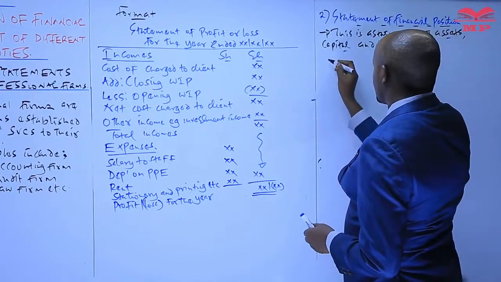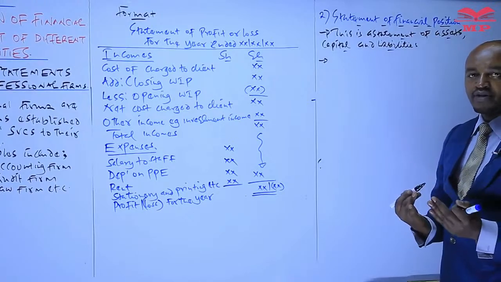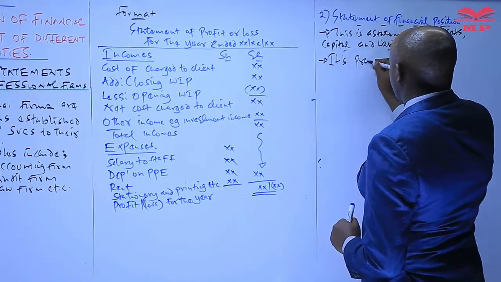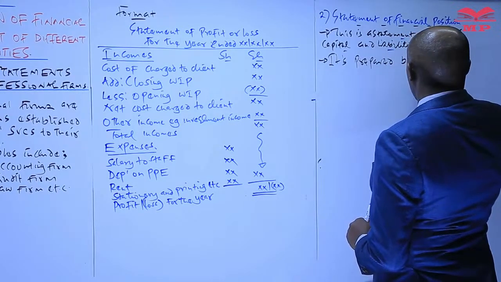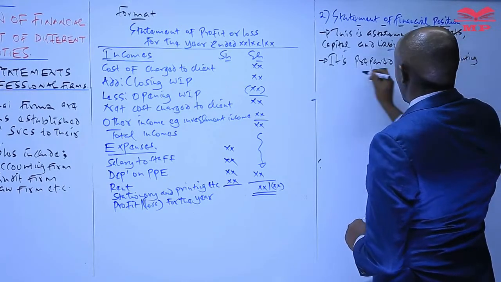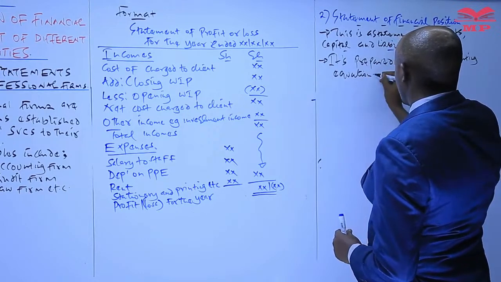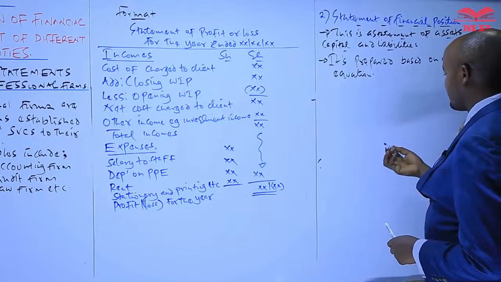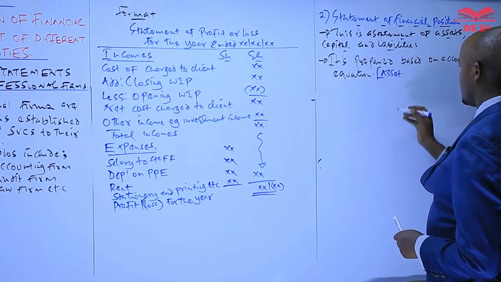On the other hand, when a statement of financial position is to be prepared, it is prepared based on something known as the accounting equation. So the accounting equation basically is a fundamental equation in accounting. It is a very important equation in accounting. In fact, the concept of double entry is based on this particular equation.